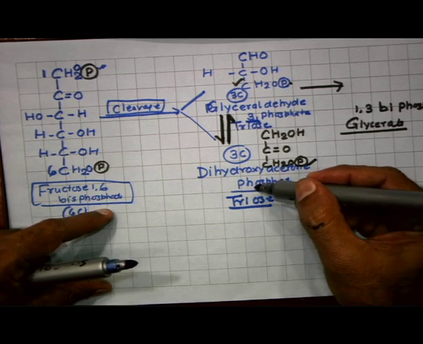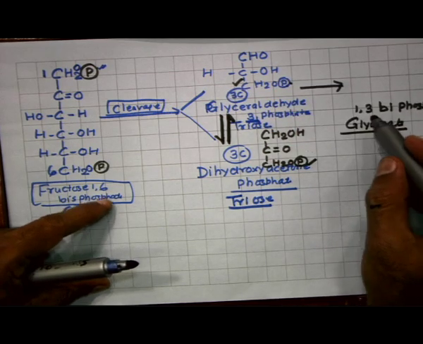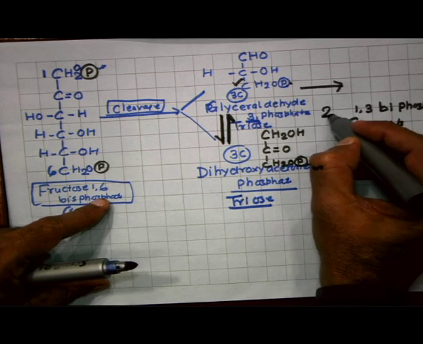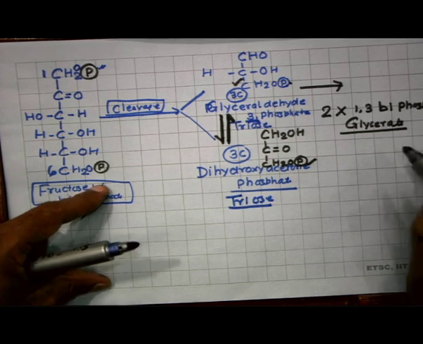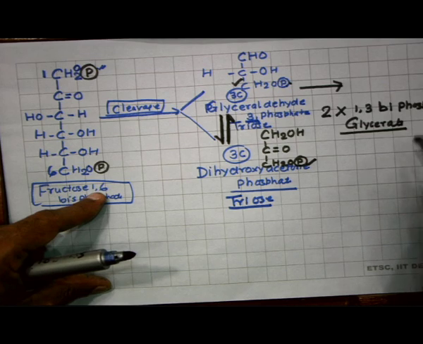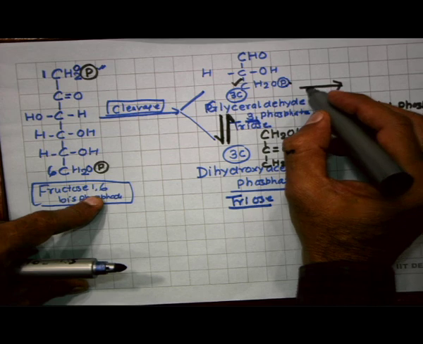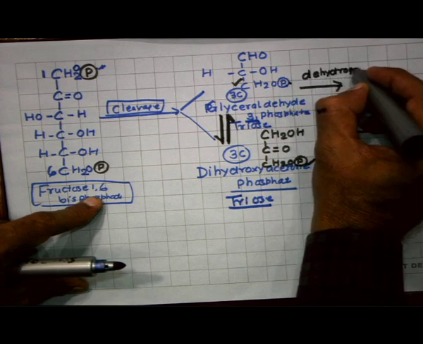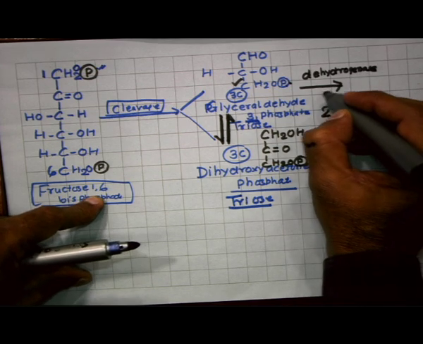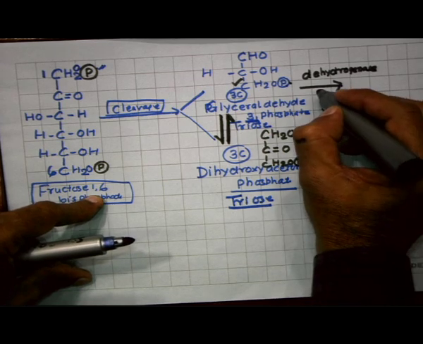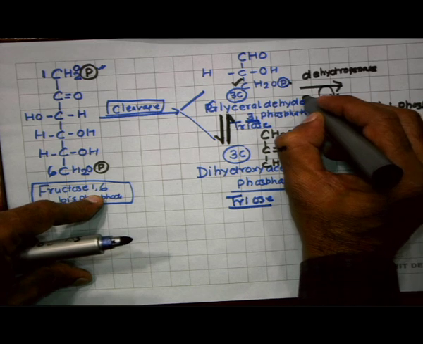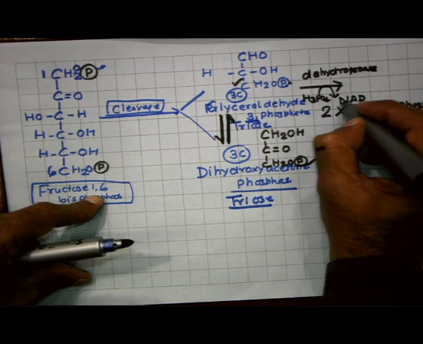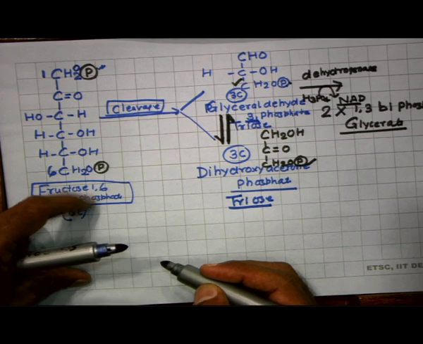Because the dihydroxyacetone phosphate is also converted into glyceraldehyde, 2 molecules of 1,3 bisphosphoglycerate are formed. It requires the enzyme called dehydrogenase. One phosphate molecule is also required in the form of H3PO4, and NAD is also required, which is converted into NADH2.